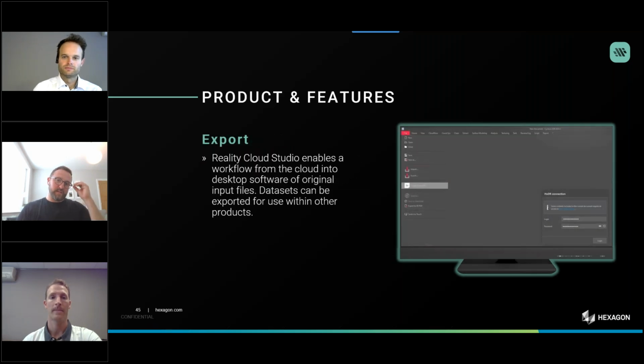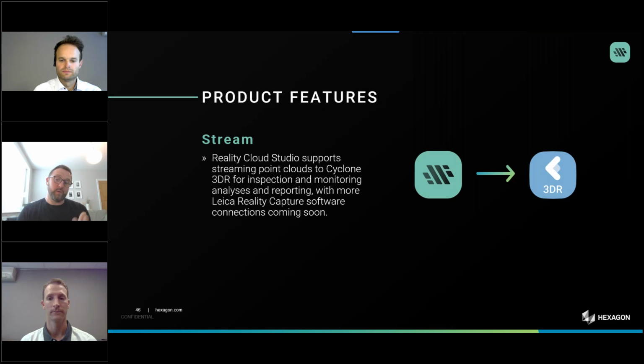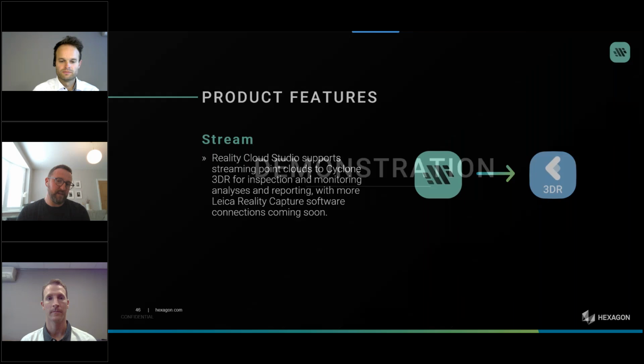And then, of course, exporting. So you can export the data and you can use it in other platforms. As I just said, you can export the original data or a LAS or a PTS or a mesh, and you can use that in all manner of industry standard software. And then, of course, I mentioned before, we have this streaming. So if you are a Leica Cyclone 3DR user, this is really a really cool and valuable feature.